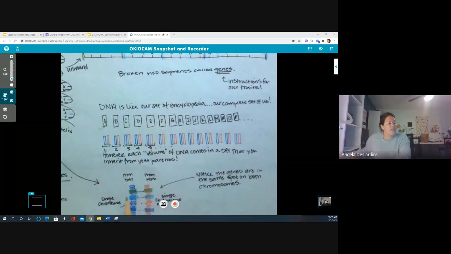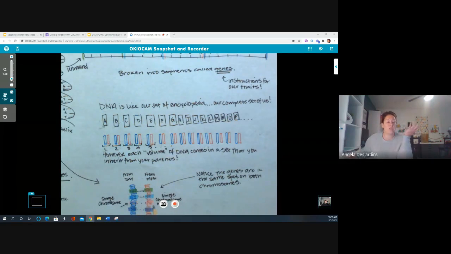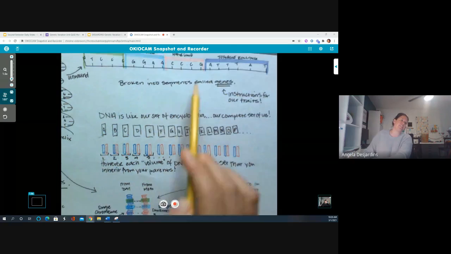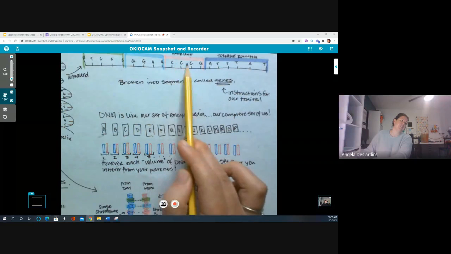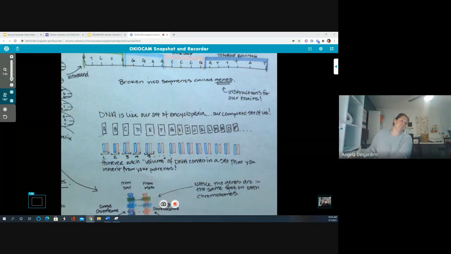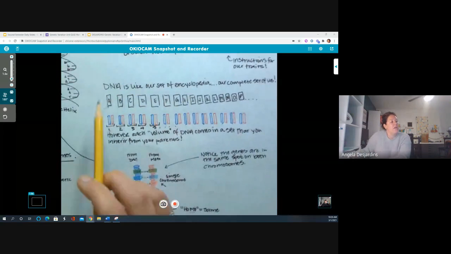Same thing for hairline. Dad's could say widow's peak, mom's could say straight hairline, or they could both say the same thing, okay? So the actual sequences in here can be the same or different, but the type or category of trait is going to be the exact same.